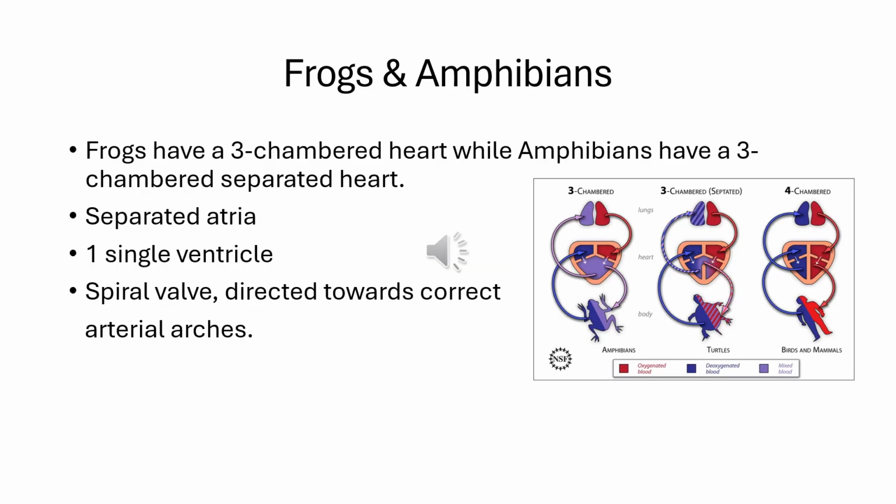When we look at frogs and amphibians, we can see the change in the heart as it now has a three-chambered heart, and even some amphibians, much like we'll see in the next slide, have a three-chambered separated heart. So the atria are separated, and there's still one single ventricle. It contains a spiral valve that can direct blood into the correct aortic arches. In the frogs, the oxygenated and deoxygenated blood we can see being mixed in the ventricle, and also in the three-chambered septated heart it's partially mixed.